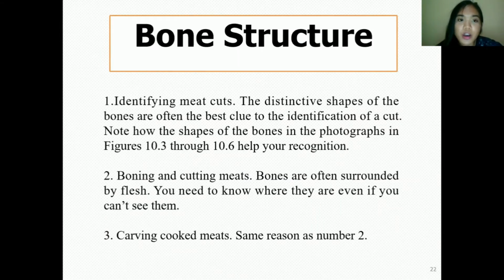Next is the bone structure, which helps identify the meat cuts. The distinctive shapes of the bones are often the best clue to the identification of a cut.